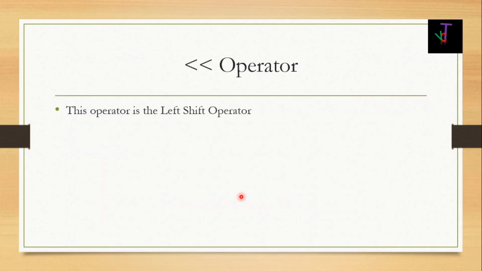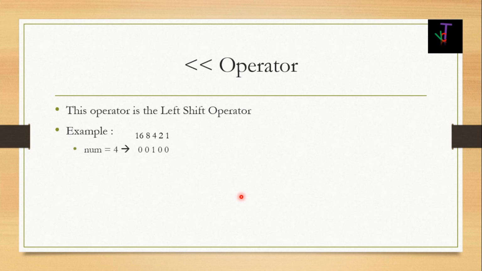Now moving on to the left shift operator. This operator converts the number into bits and moves the bits to the left by the number of digits you enter. So it's like the user's choice of how many times you want to move the bits. So let me show you an example.